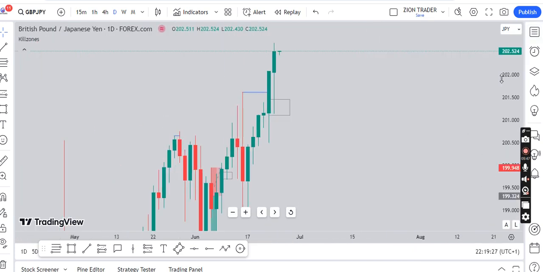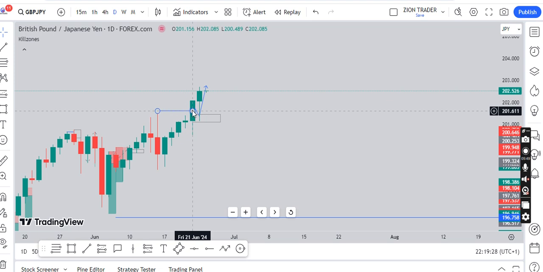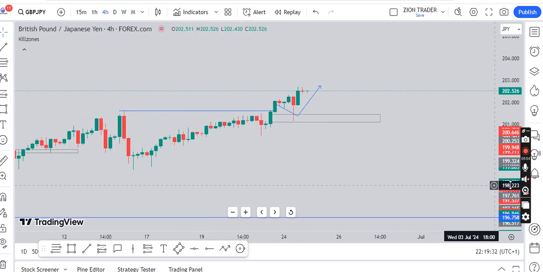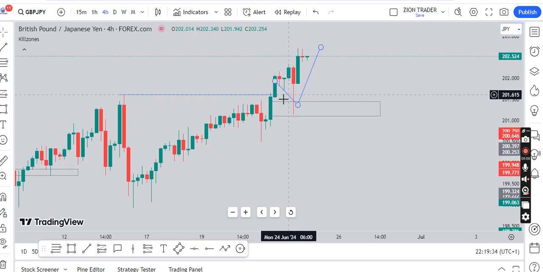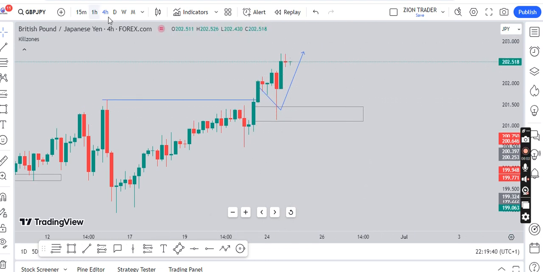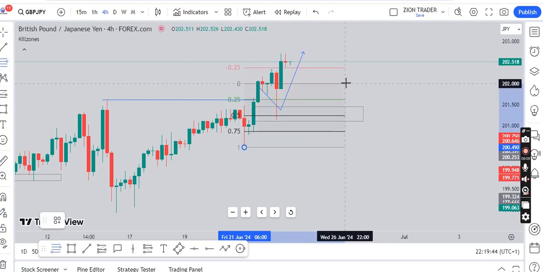Actually, GBPJPY, I forgot to tell you guys yesterday. This was actually what I had also anticipated on GBPJPY yesterday, and then I don't know if news occurred that just made price fill up all this fair value gap here and start trading high. I didn't take any trade because this was what I was looking at, right?